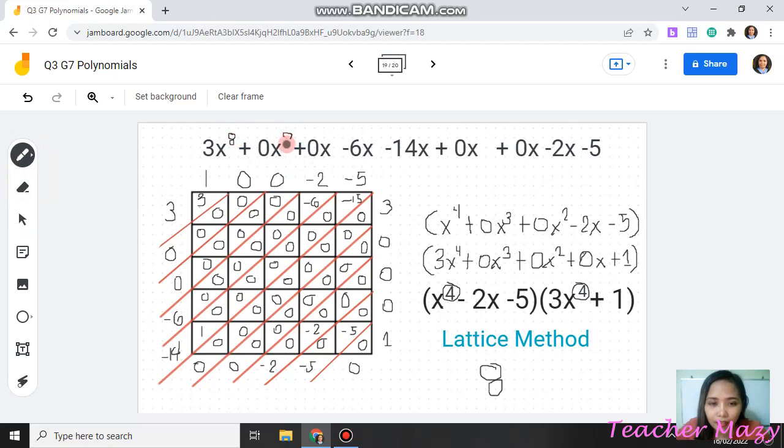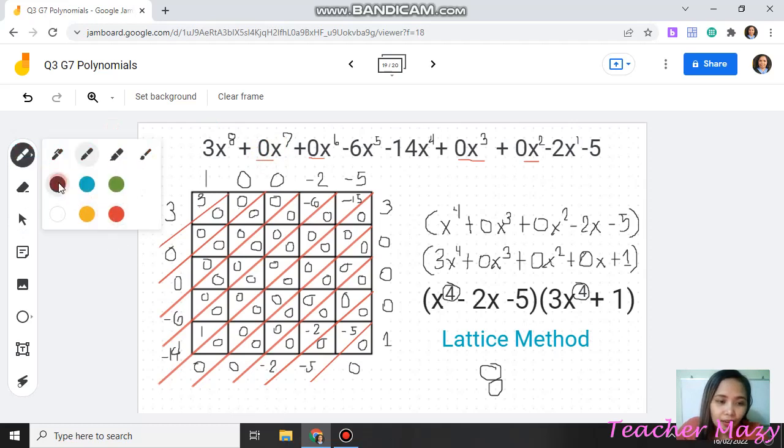So 8, 7, 6, 5, 4, 3, 2, 1, and then the constant. Okay? Now we can drop the terms with 0 numerical coefficient because 0 times x is equal to 0, right? So to get the final answer, let's write all the non-zero terms.